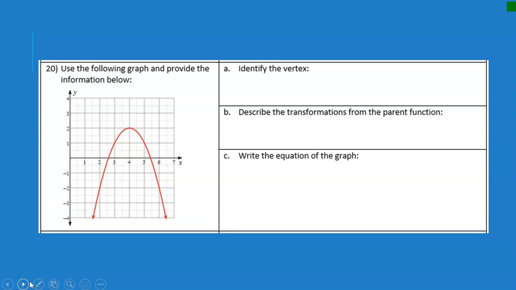Question A asks us to find the vertex of this graph. So just by looking at the graph, I can tell that it's right here, and this is at the point (4, 2). So that's my vertex. Now it asks us to describe the transformations.